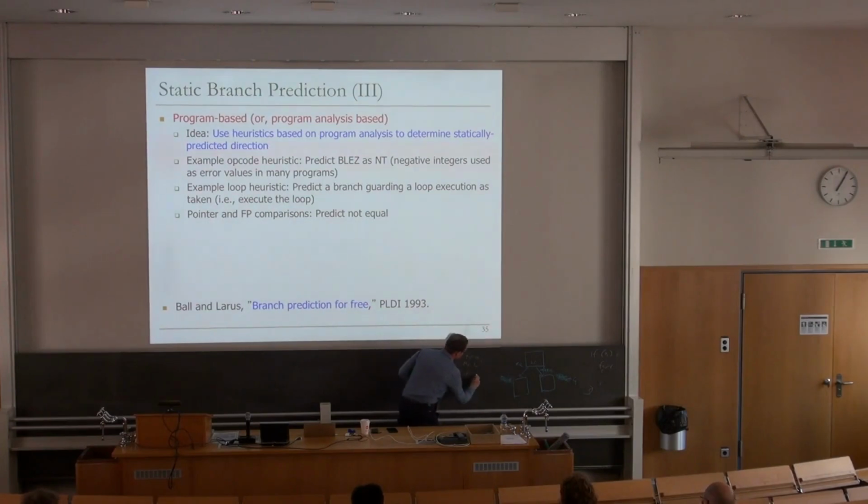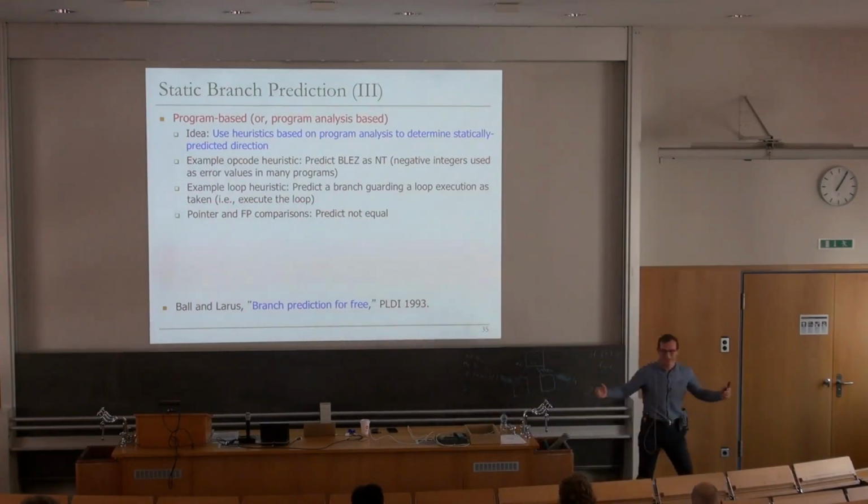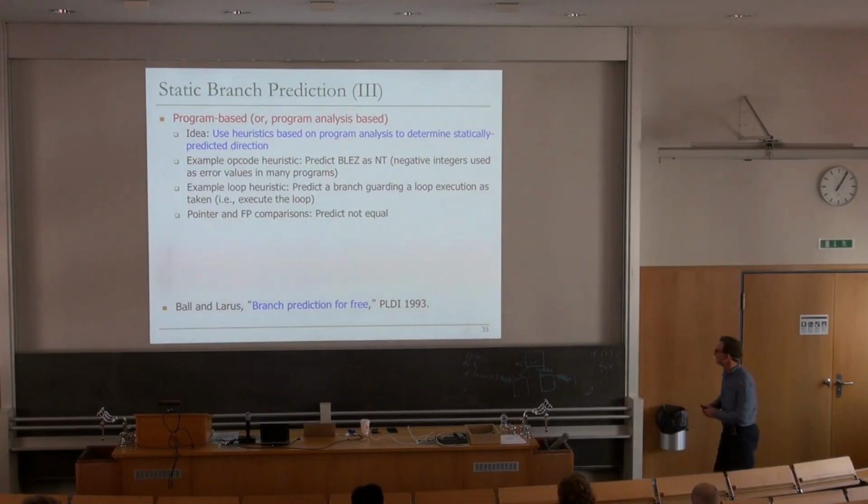And then you're checking if A equals B. Not a good thing to do in real life, because floating point comparisons are not good. These are inexact values to begin with. But this happens also, and basically you predict that they're not equal, and predict that this is not taken as a result. Similarly to pointer comparisons.